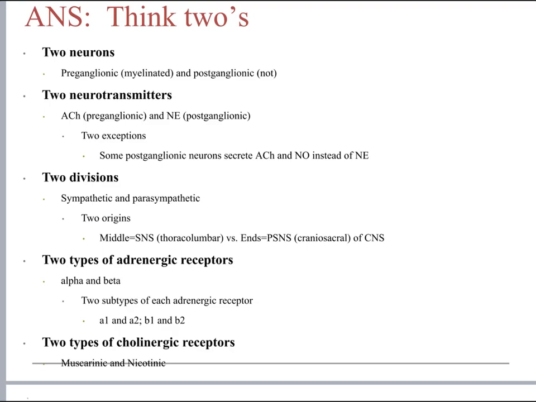2 types of adrenergic receptors, alpha and beta. 2 subtypes that we introduced clinically, but you do not need to know the specifics of these adrenergic receptors, alpha 1, alpha 2, beta 1, and beta 2. And 2 types of cholinergic receptors, muscarinic and nicotinic. So again, a beautiful, nice rule of 2 to get you through the autonomic nervous system.